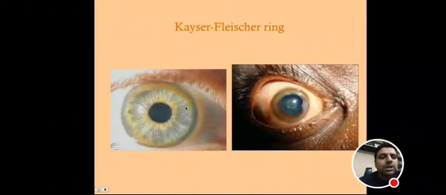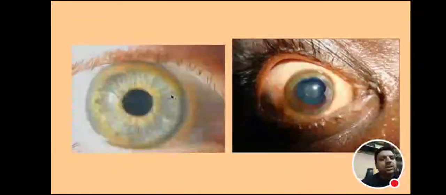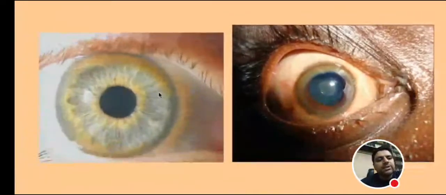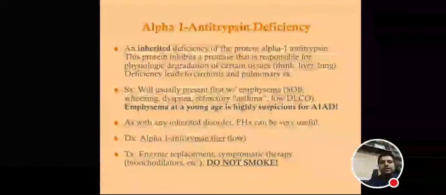Now, this is a Kayser-Fleischer ring. You may see this image given in an exam and you have to identify it. So guys, see carefully. This is a Kayser-Fleischer ring.